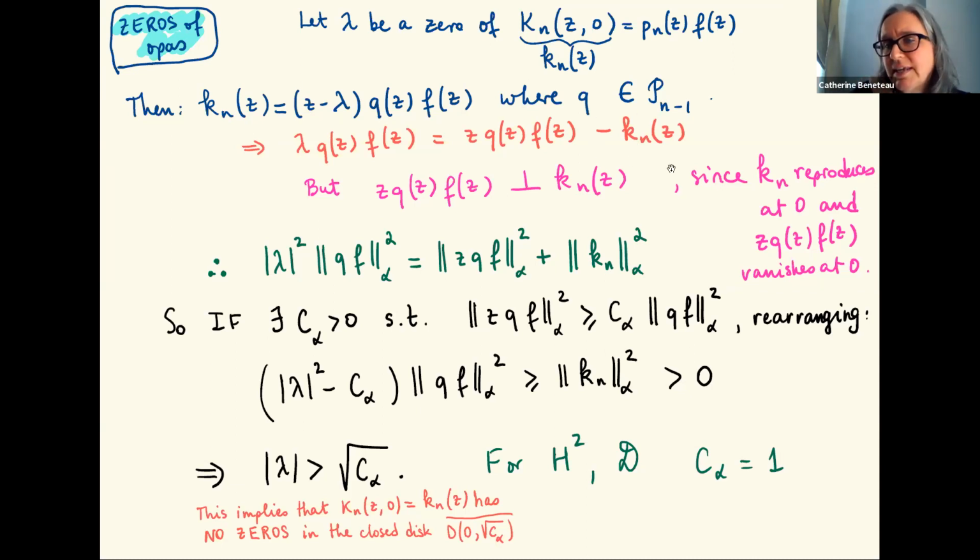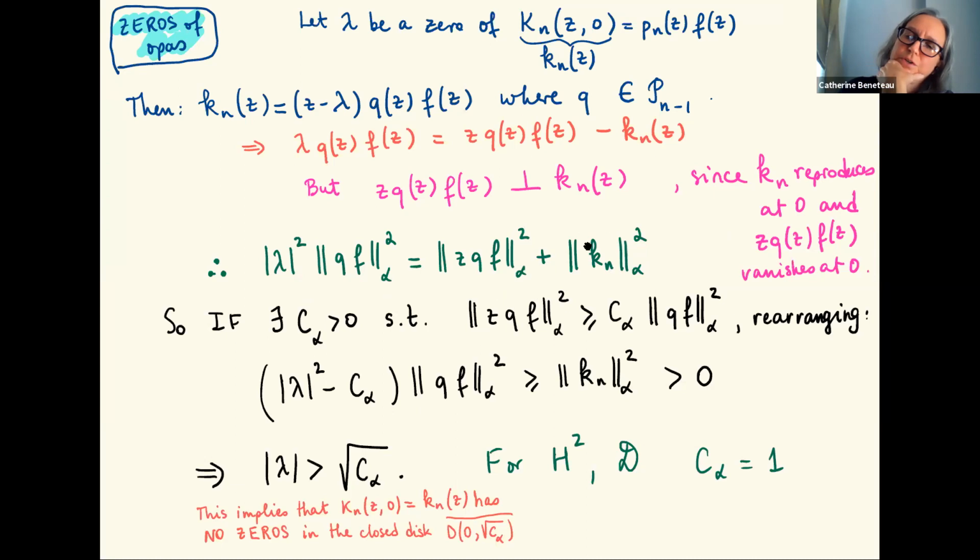But look, this kn, this is my big kn z0. This big kn is the reproducing kernel at 0 for the space of polynomials of degree n times f. And this function vanishes at 0 because of this z, right? So that means if I take the inner product of these two things, I'm going to get 0, right? So these two guys are orthogonal, actually, okay? Because this guy reproduces at 0 and this guy vanishes at 0. But if those two guys are orthogonal, that means I have the Pythagorean theorem, right? So that means I have this equality of norms.